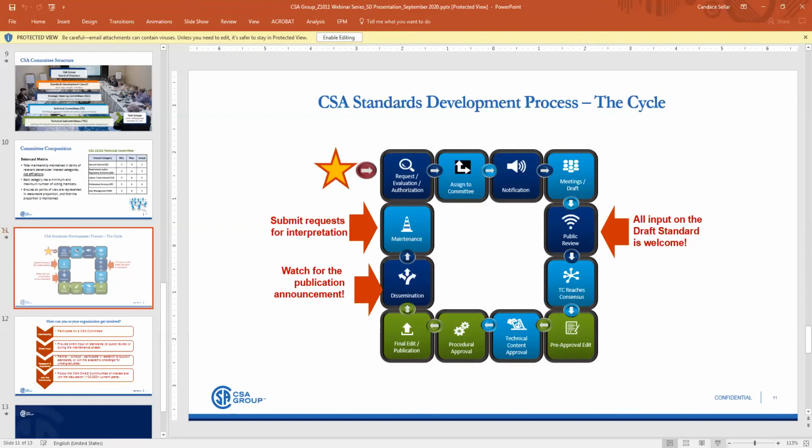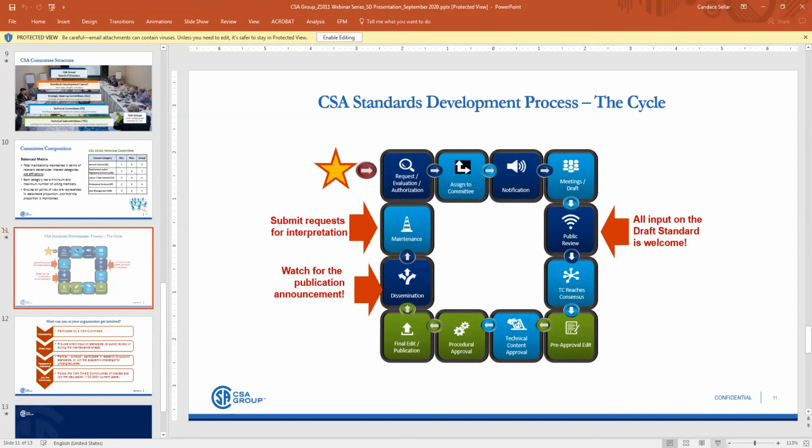And once the request for a standard or an update to a standard is evaluated and we figure out how to resource it, then it's assigned to a committee, which is the second stage. From there, we put out what's called a notice of intent. It's put out on the CSA website, as well as the Standards Council of Canada website, that there's going to be a new standard developed. And this is a critical stage because it allows other SDOs, standards development organizations, to have a voice if they feel that they've already got the content covered under another document, or to discuss opportunities for collaboration, whatever it might be.